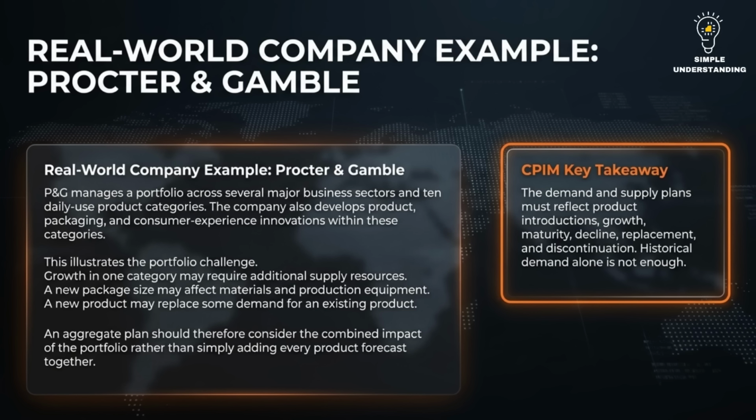An aggregate plan should therefore consider the total impact of the portfolio rather than simply adding every product forecast together. CPIM key takeaway. The demand and supply plans must reflect product introductions, growth, maturity, decline, replacement, and discontinuation. Historical demand alone is not enough.